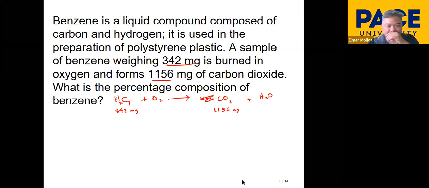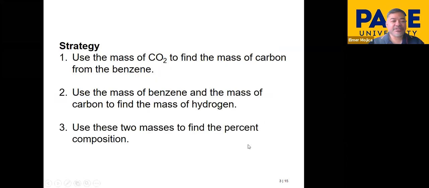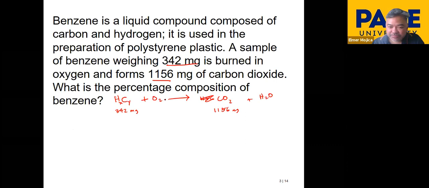Before we continue, I have the slide about the strategy here. Use the mass of the carbon dioxide to find the mass of the carbon from the benzene. Maybe we do it step by step. We're going to use the mass of the carbon dioxide to find the mass of the carbon from the benzene. So maybe we can start from here going to carbon. You have 1156 milligrams of CO2. Maybe we can convert it to what?